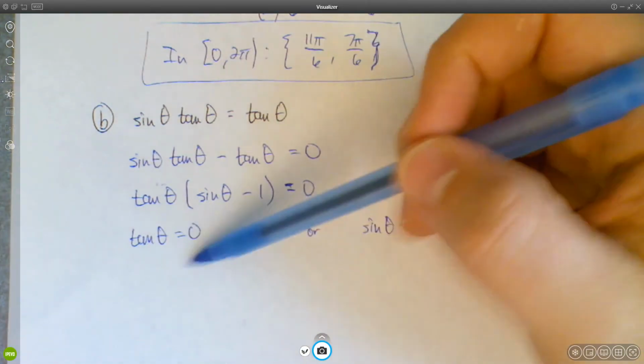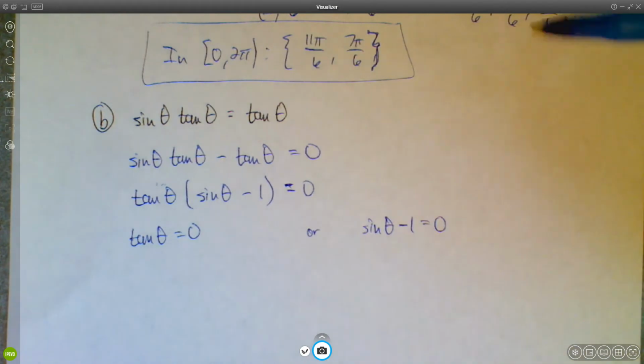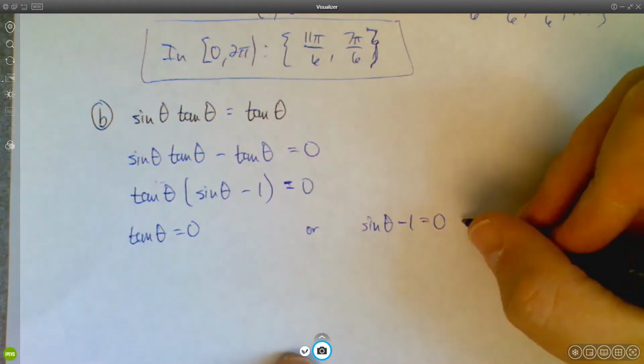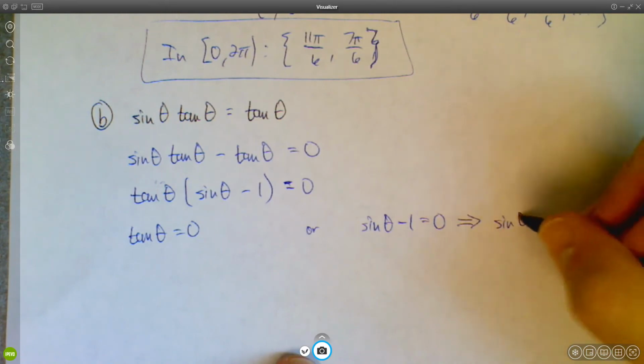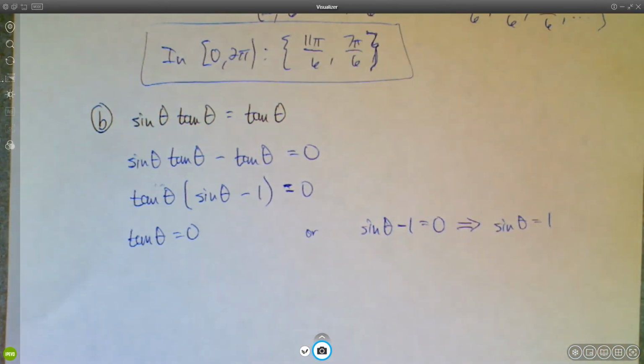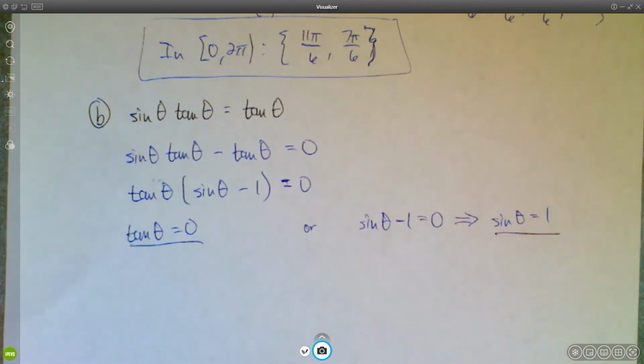In fact, this one's already in the format that we like, tangent x equals k. This one's really close. All I have to do is move the 1 over. Sine theta equals 1. Okay, and now they're both in the kind of format that I like. Tangent theta equals 0 or sine theta equals 1. Okay? So I'm not done, of course. I haven't solved for theta, but I can apply the rules now, right?